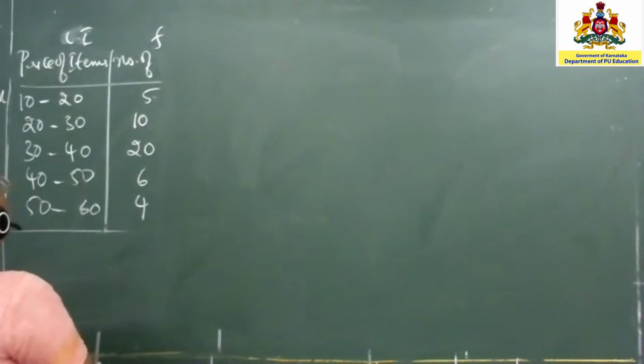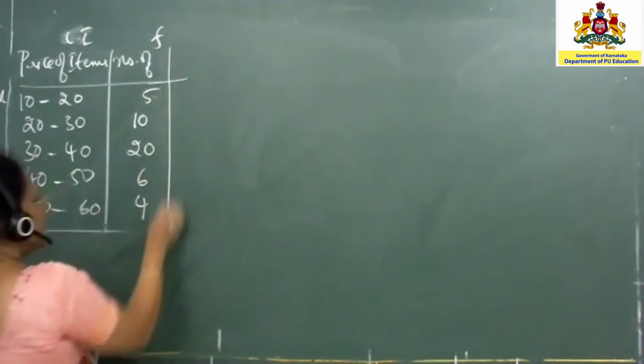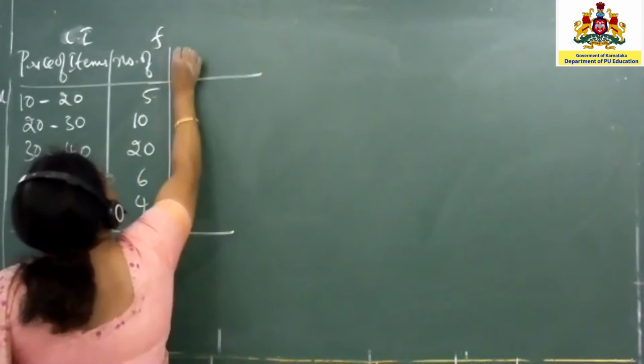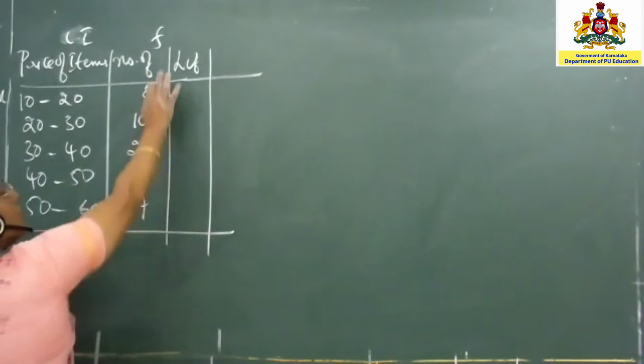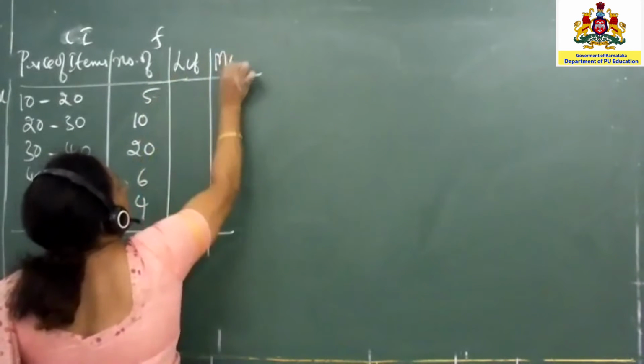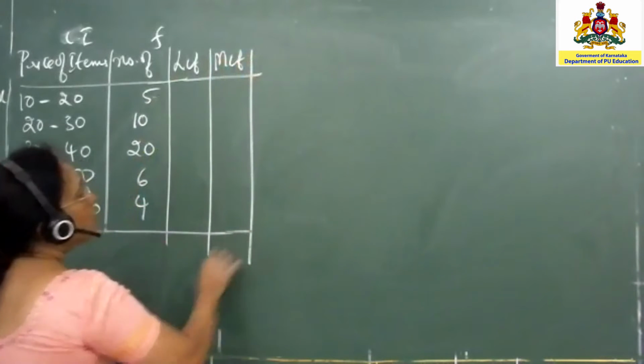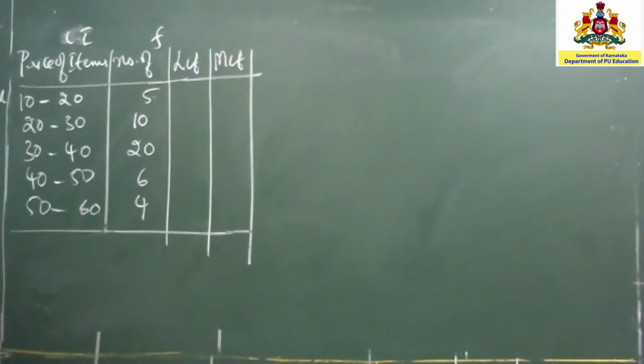Now if you take this table, you see that this is frequency. For this you will be calculating two more sets of values. One is called less than cumulative frequency, another one called more than cumulative frequency. So the basic difference is that in case of frequency curve, you will be using the class midpoint along with the frequencies, and then you will draw the frequency curve.